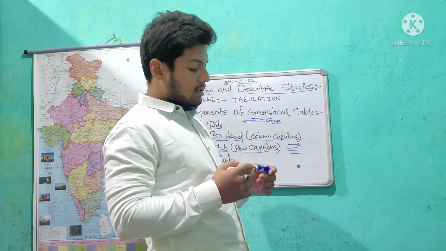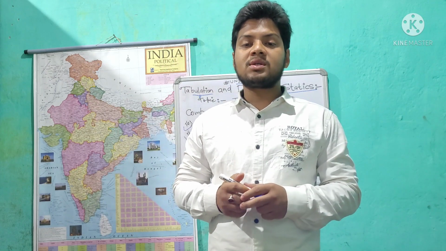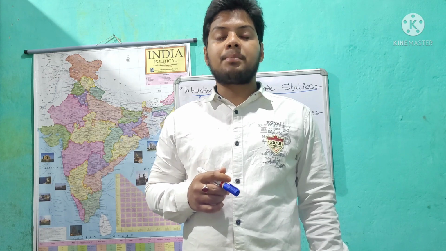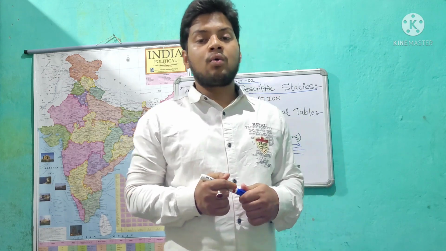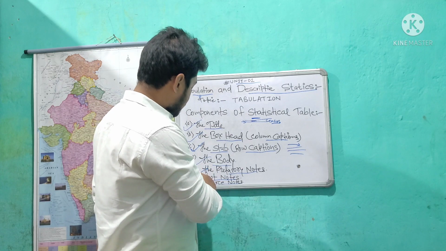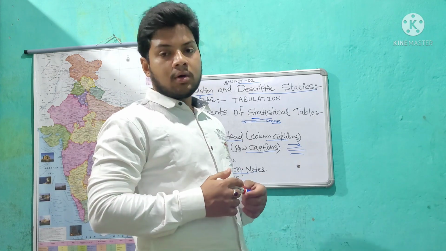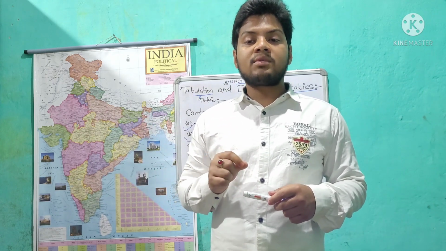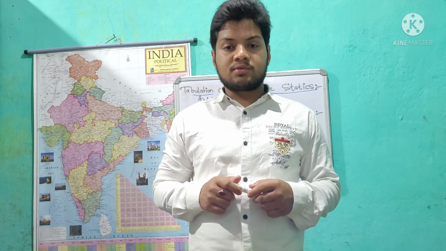Now we will understand what prefatory notes are and how we use them in tabulation. Prefatory notes are a statement given below the title, enclosed in brackets, which usually describes the unit of measurement. Now come to the next point, footnotes. What are footnotes and how do we use them in tabulation? These appear immediately below the body of the table, providing additional explanations.